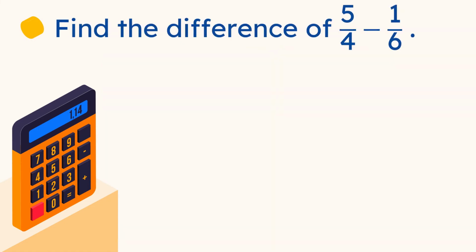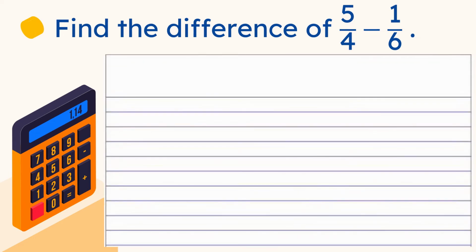Let's have example number 5. Find the difference of 5 out of 4 minus 1 out of 6. Okay, so this will be the last example, I think. I hope so. So we have a 5 out of 4 minus 1 out of 6. Step number 1 again. What do? Find the LCD.